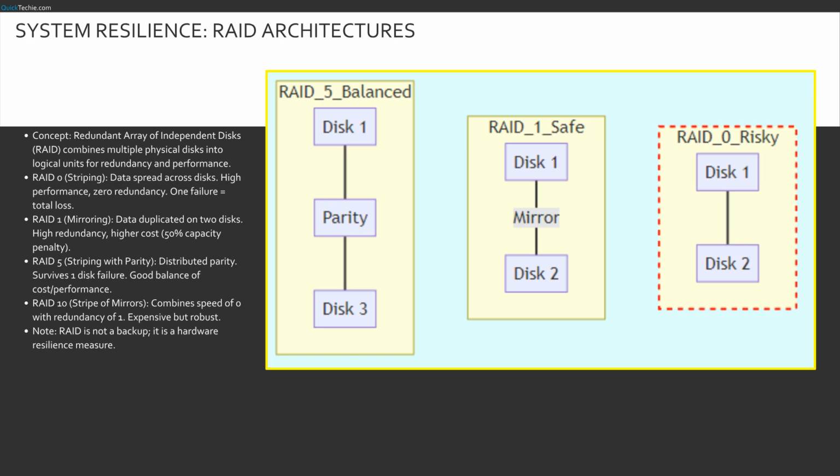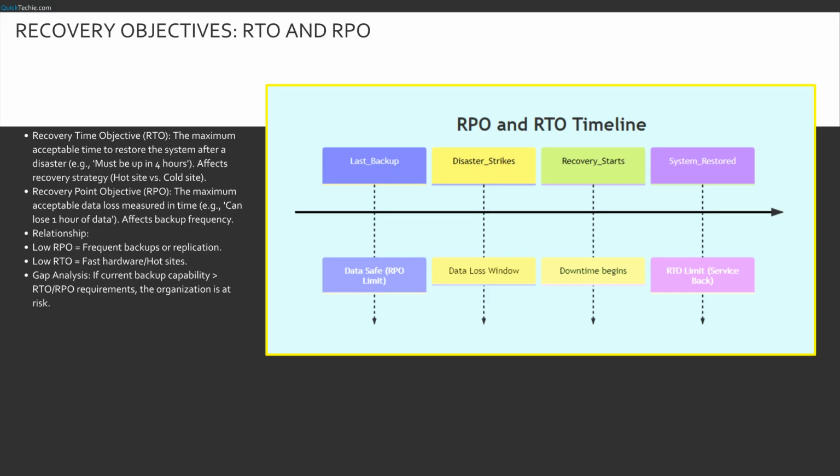This diagram contrasts the RAID levels. RAID 0 shows 2 disks linked, but the dashed red box indicates it is risky, no safety net. RAID 1 shows a direct mirror link. Data is identical on both. RAID 5 shows the parity distributed between the disks, which acts as the safety net to rebuild data if one disk dies. All these technologies must serve the business metrics, RTO and RPO.